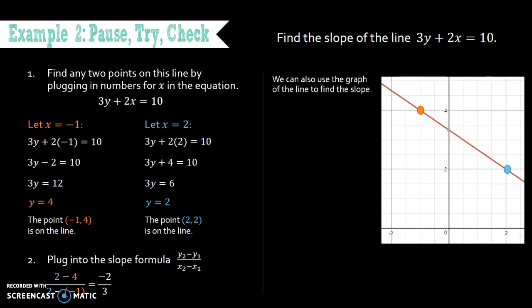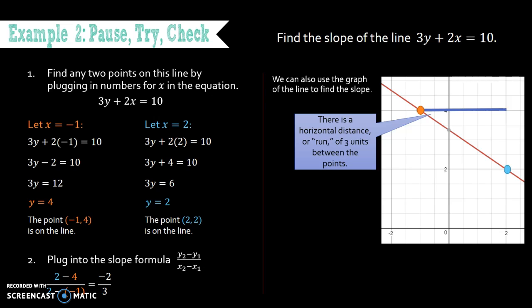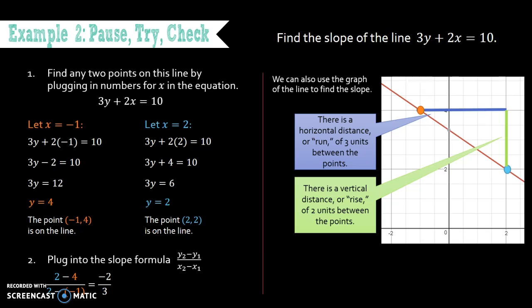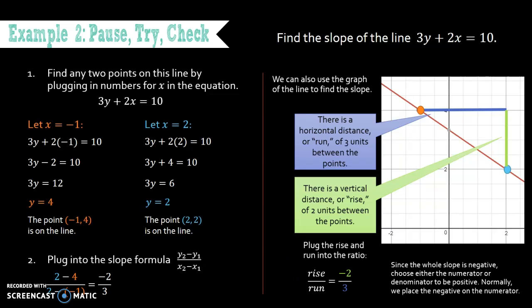We could also graph it and see if we're getting the same thing. My run is 3 units, and my rise is 2 units. But pay attention that the rise right here is negative. I went down 1, 2, depending on how you look at it. Obviously, I could start at the blue point and count up, but you do have an overall negative slope to this line. It goes down from left to right. So you need to make sure that your slope is negative. It doesn't matter if you make the top or the bottom negative, but it is an overall negative slope.